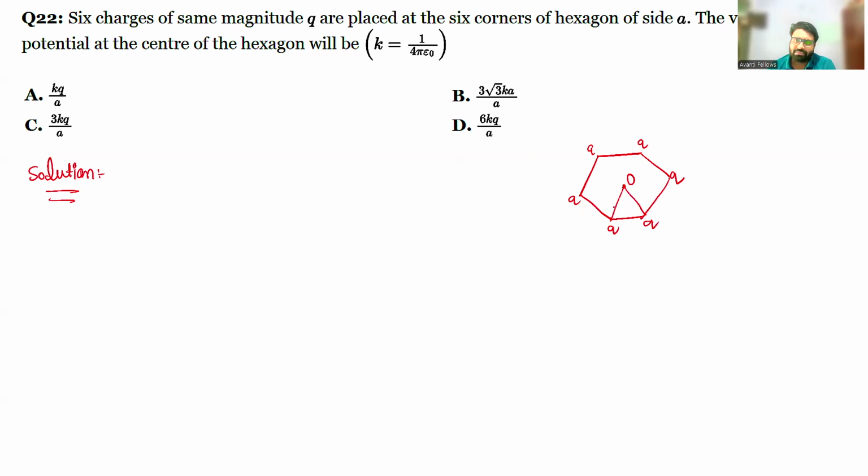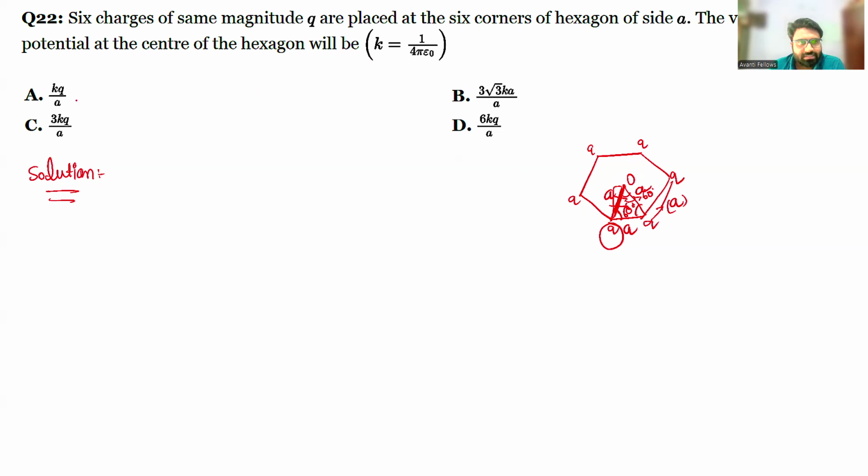For that, if I just want to calculate from this charge, what is the potential at this point? We need to calculate the distance of this charge from the center, for which we have to calculate this length. We know that the side of the hexagon is given by A in the question. So this length is A and this angle is 60. This angle is also 60. So this angle also is 60 because the sum of all the angles in a triangle is 180. So this will become an equilateral triangle, which means this side is also equal to this side, which means the distance of any charge from the center is A itself.